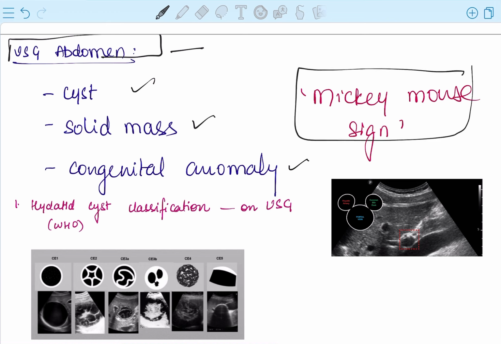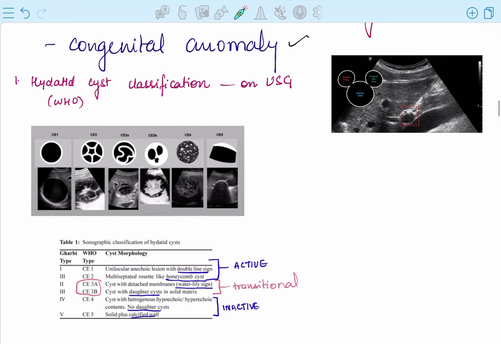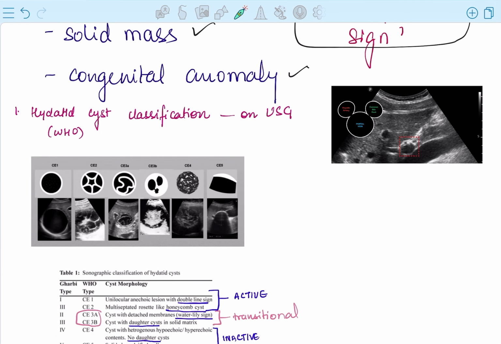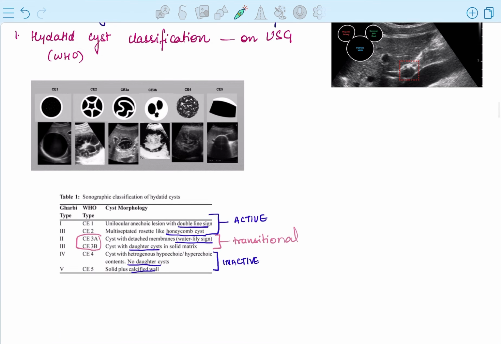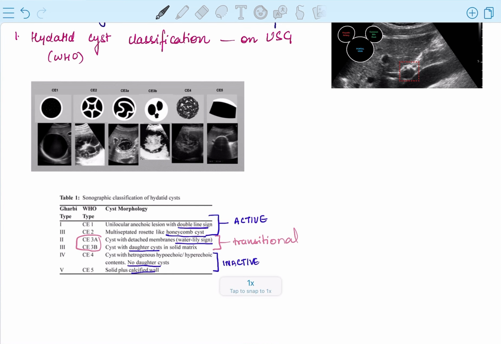The famous Mickey Mouse sign, which is seen in the ultrasound abdomen. It consists of, as you can see, the portal vein, the hepatic artery, and the common bile duct. Okay. The WHO has also used the ultrasound modality to classify the hydatid cyst. Okay, so WHO has classified it as CE1, 2, 3, 4 and 5. So the CE3 is further grouped into CE3A and 3B. So we have 1, 2, 3, 4, 5 and the third is grouped as A as well as B.